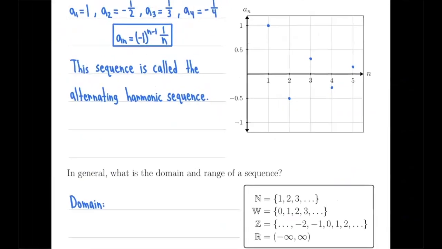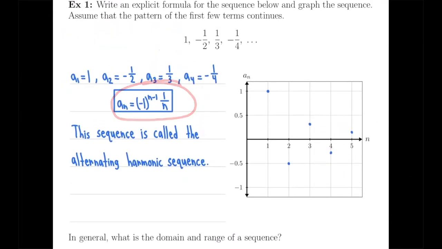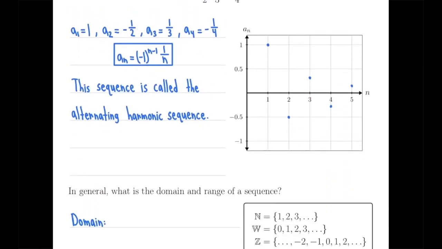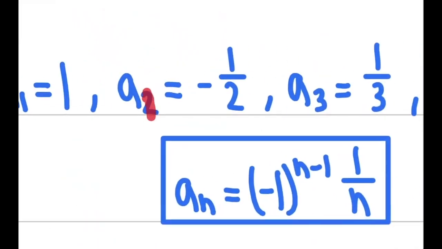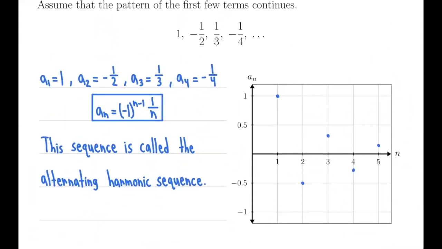So for the domain, what do you guys think the domain of a sequence would be in general? Well, okay, let's start with this specific sequence that we have right here. What's the domain of this sequence? Yeah, good, because you can only input 1, 2, 3, 4, 5, and so on. So for this specific sequence, we start the index at 1. So the domain is all natural numbers. But in general, it doesn't have to be all natural numbers, because I could have started this sequence at 0. I could have said a0 is 1, a1 is negative 1/2, a2 is 1/3. I could have started this sequence at n equals 0.